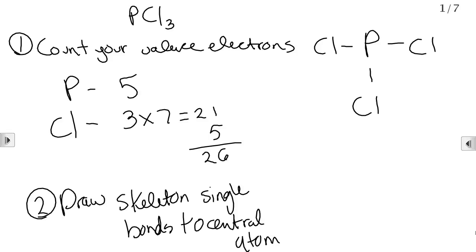So the next step is I'm going to fulfill the octet. And these are called terminal atoms. The ones on the edge, those are terminal atoms. This is called the central atom. I'm going to fulfill the octet. That just means I'm about to draw 6 dots on these. So 6 plus 2 is 8. So fulfill octet for terminal atoms.